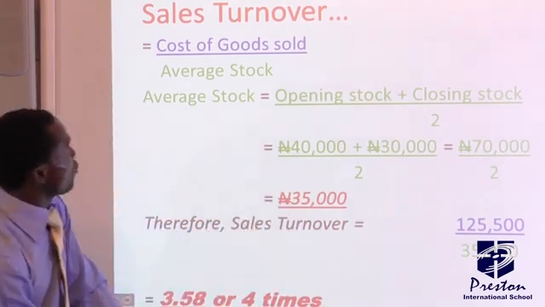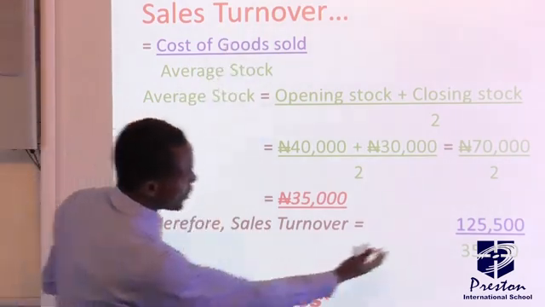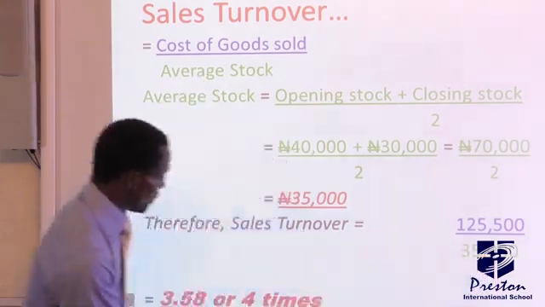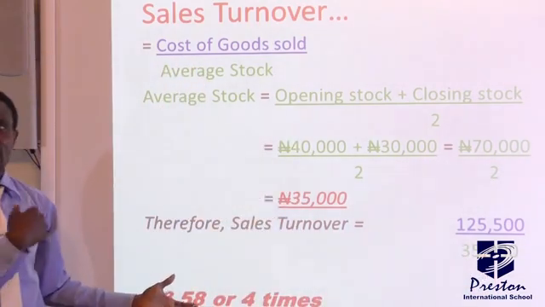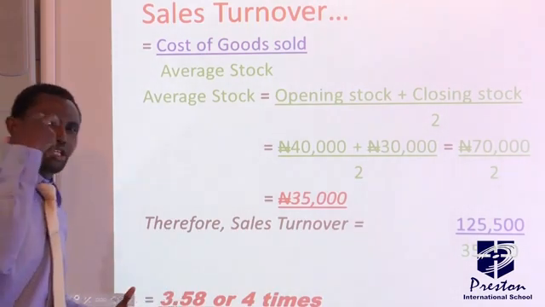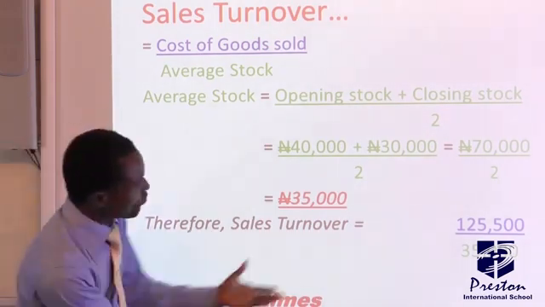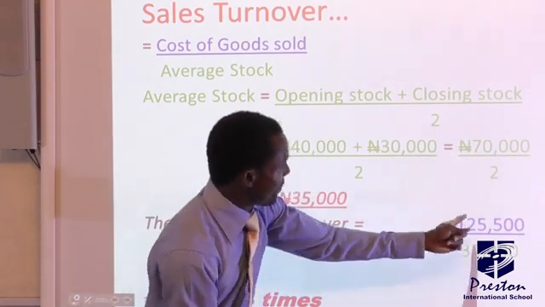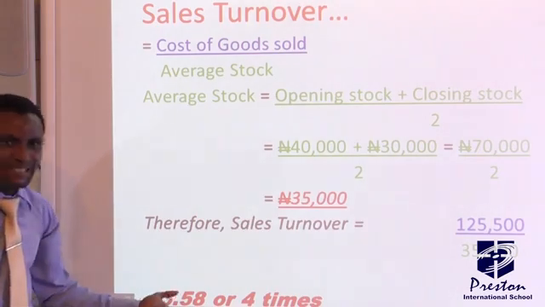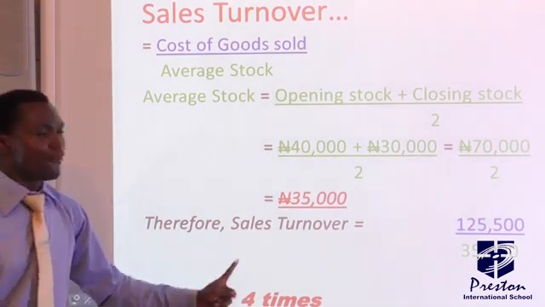This 35,000 naira now will become the denominator, while the cost of goods sold becomes the numerator. Now here we go. Cost of goods sold in blue and the average stock in green. Then the sales turnover is to let us know the number of times that the owner of the business had cause to go to the market to replenish the stock in the store. So when you now divide 125,500 naira by 35,000 naira, it gives us 3.58 times that the owner of the business had cause to go to the market, or approximately 4 times.